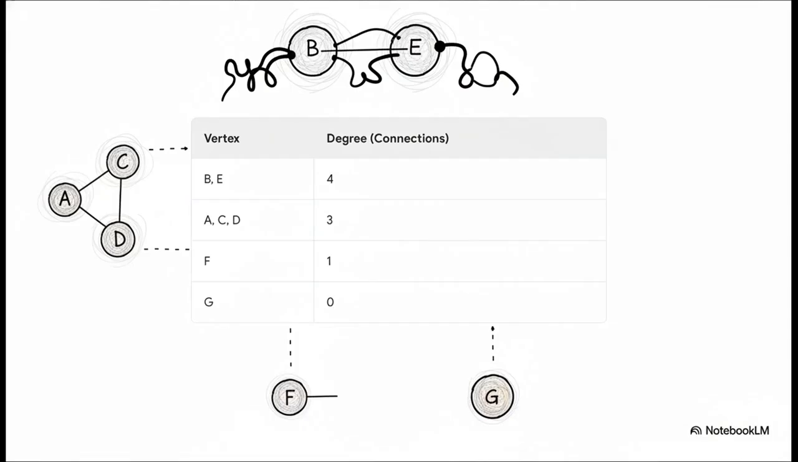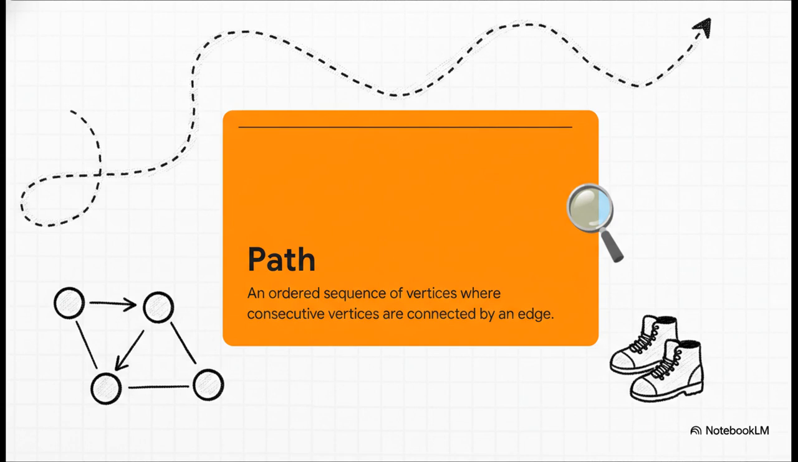So if we look at our example, vertices B and E are kind of the life of the party, right? They each have 4 connections. A, C, and D are pretty popular too, with 3 each. Then you've got F, who's only got 1 friend, and poor old G over there, completely isolated, with a degree of 0.